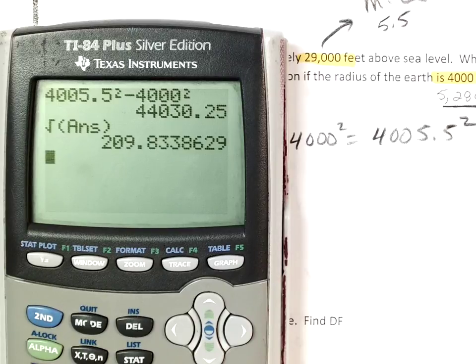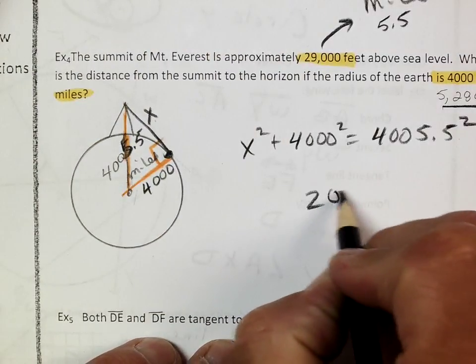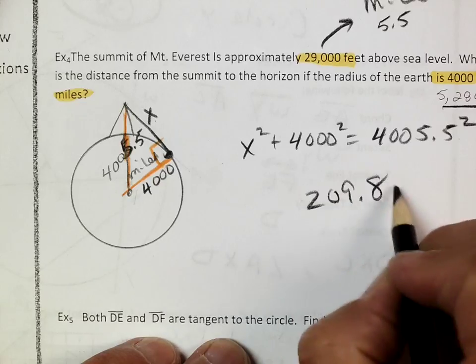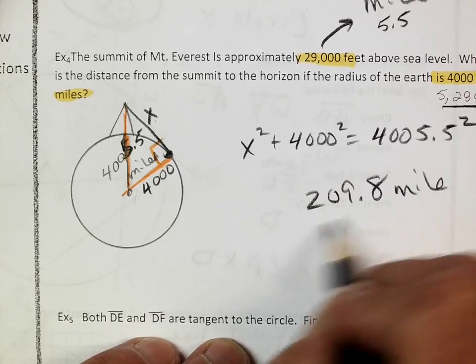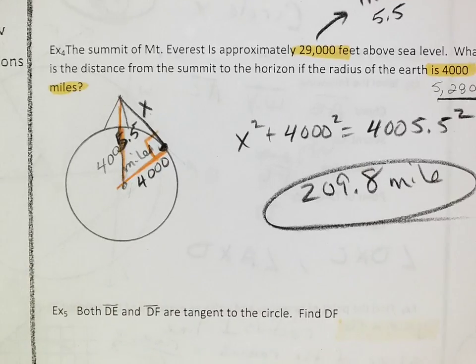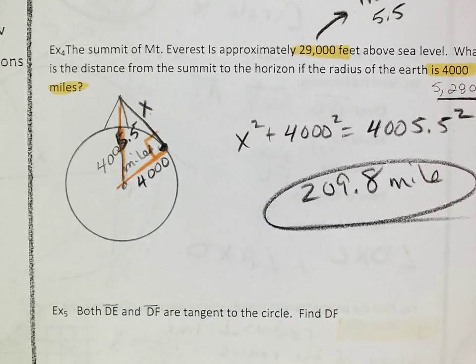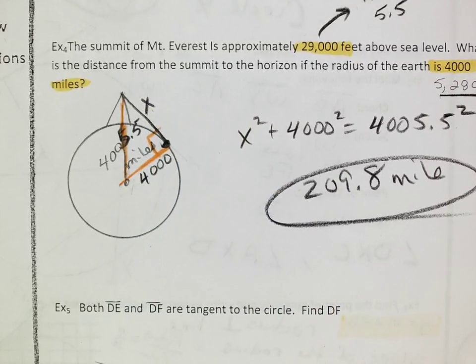And so I get an answer of 209.8 miles. And that's how far we can see. So about 209.8 miles is my viewing distance. Which seems really small, but remember, I drew Mount Everest way bigger than it should be, didn't I? I mean, you wouldn't even see Mount Everest on this, would you?